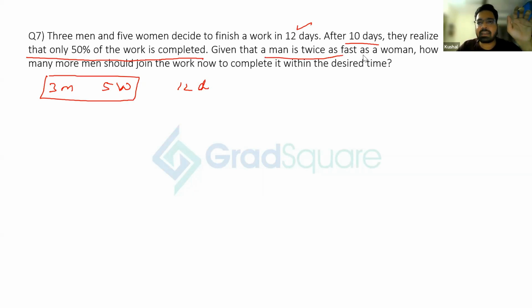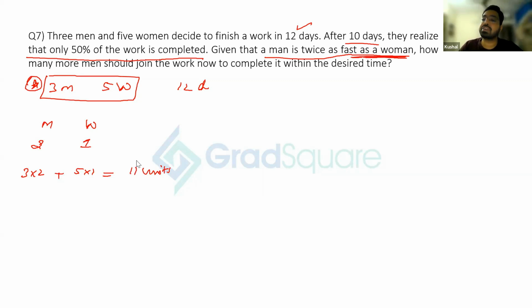Now, given that a man is twice as fast as a woman, this is important information given to you, and you should start presuming from there itself. Men and women is what we are talking about, and a man is twice as fast as a woman. So when a man does 2 units, a woman will do 1 unit, right? Now they're saying 3 men would do what? 3 into 2 as a group, and 5 women will do 5 into 1. So if you add this entire group, in one day they will do what? 11 units. And in 10 days, they finish 50% of the work.